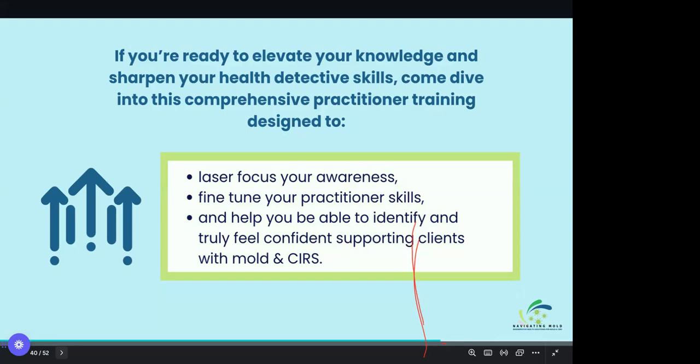We're trying to get you the information that you need to be more aware, to fine tune your practitioner skills, become a detective, and help you be able to identify and feel truly confident in supporting clients that have mold and CIRS and to be able to identify them, because you may want to go down the rabbit hole with them and work on it, or you may be a practitioner that says, you know what, I'm identifying that you're a mold person. I do not want to treat that. And you'll be able to have the opportunity to refer those people out.